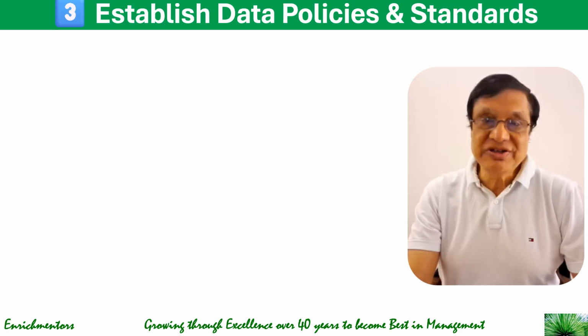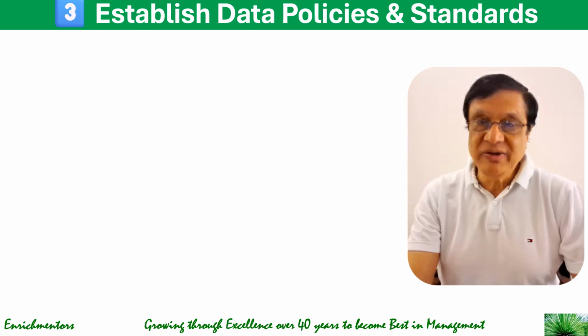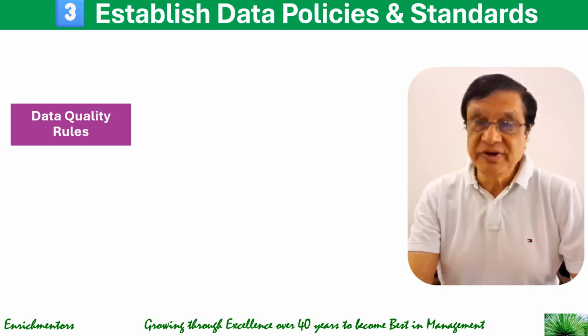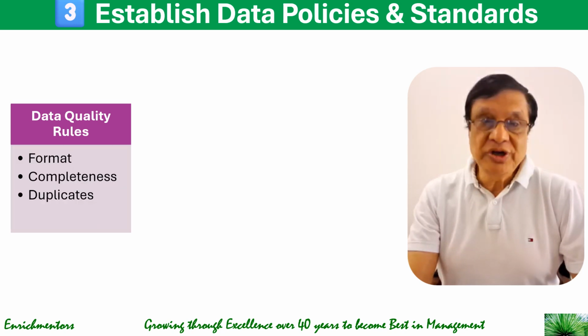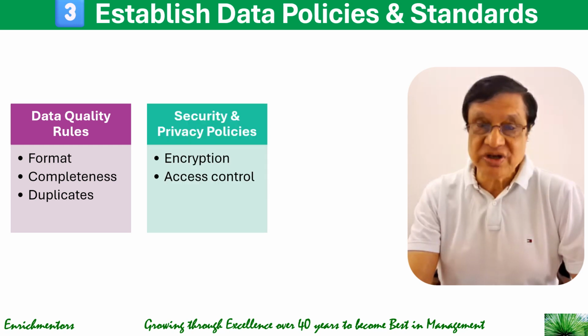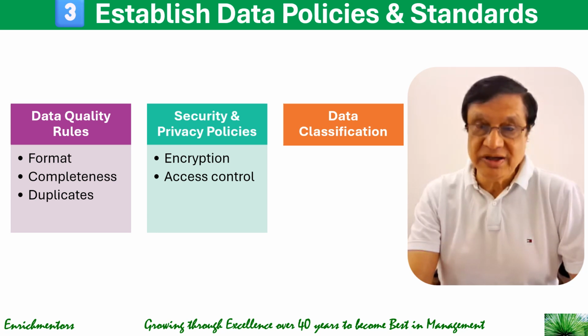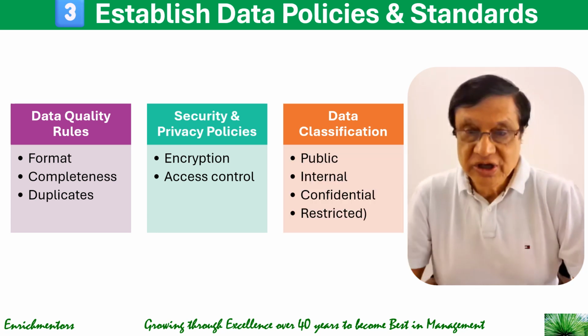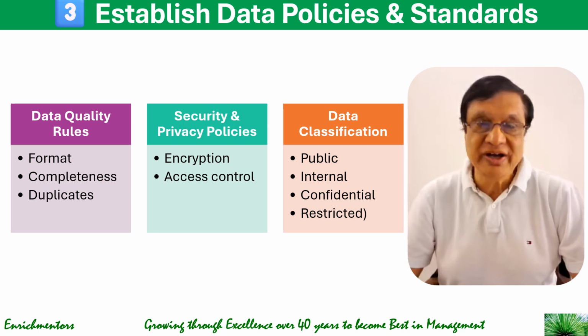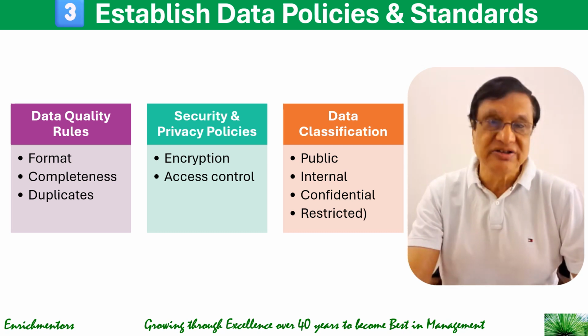The third is to establish data policies and standards. And there, what are the things you need to do? You need to establish data quality rules, which will talk about format, completeness, and duplicates. Then you need to also establish security and privacy policy in terms of encryption and access control. You also need to classify data in terms of whether it is public, internal, confidential, or restricted. Google classifies user data into sensitive and non-sensitive categories to prevent misuse. So that's one way to establish policies and standards.